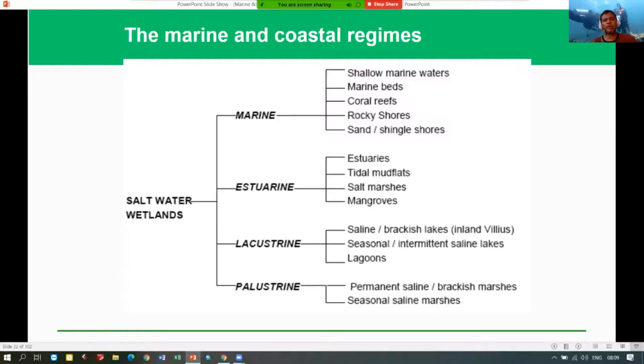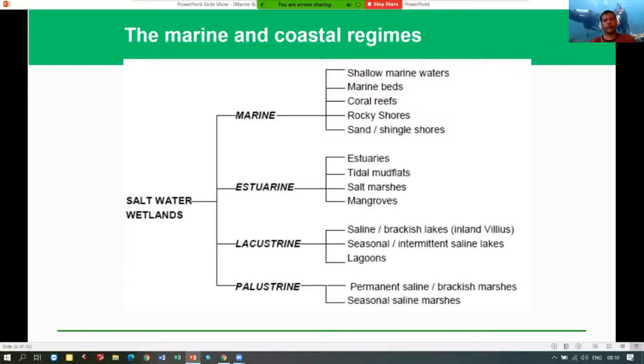Marine includes all the shallow waters, the sea beds, all the coral reefs and rocky shores that you see in the continental shelf, right? The rocky shores, and the sand or shingle shores, where shingle is a bit larger sand. Likewise, the estuarine wetlands include the estuaries, the tidal flats, salt marshes, and mangroves.